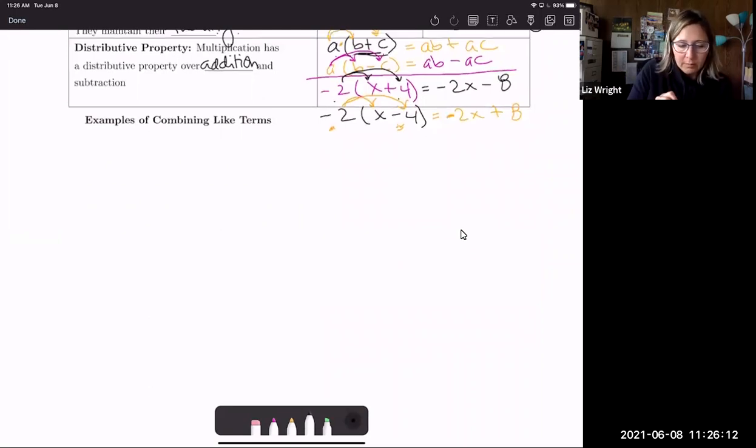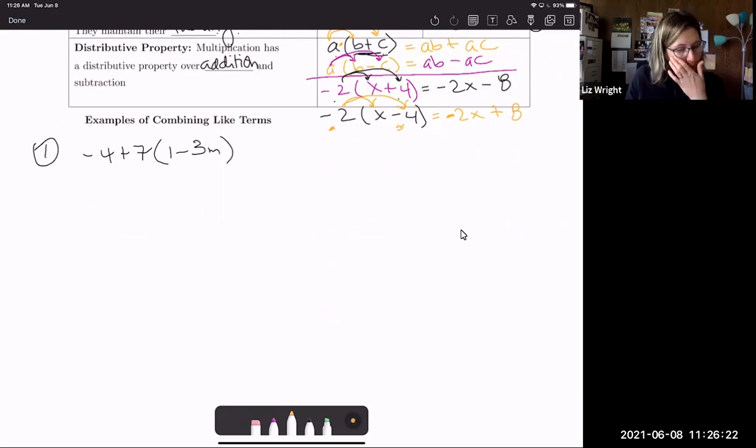So first one, if we've got -4 plus 7, and then we're multiplying by 1 minus 3m, let's go ahead and see what we can do. So this one, I look within the parentheses right here, and I'm saying, can I combine those? No, they're not like terms. They don't both have an m on them. And then I've got addition here and multiplication here. So first I want to multiply. So let's do 7 times 1 and 7 times -3m. So then I'm going to get -4 plus 7 minus 21m.